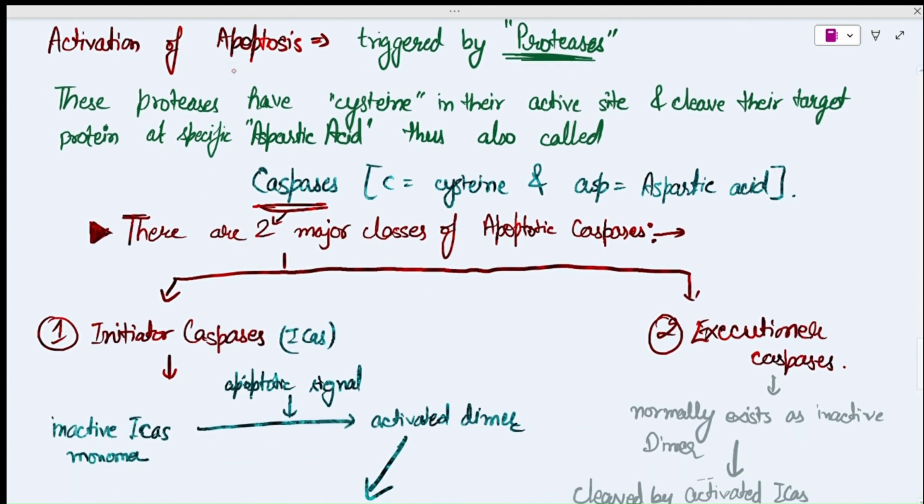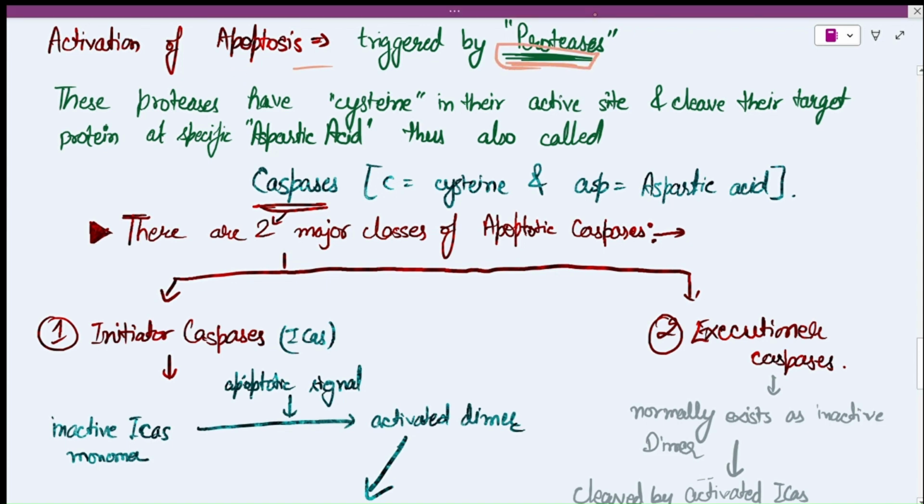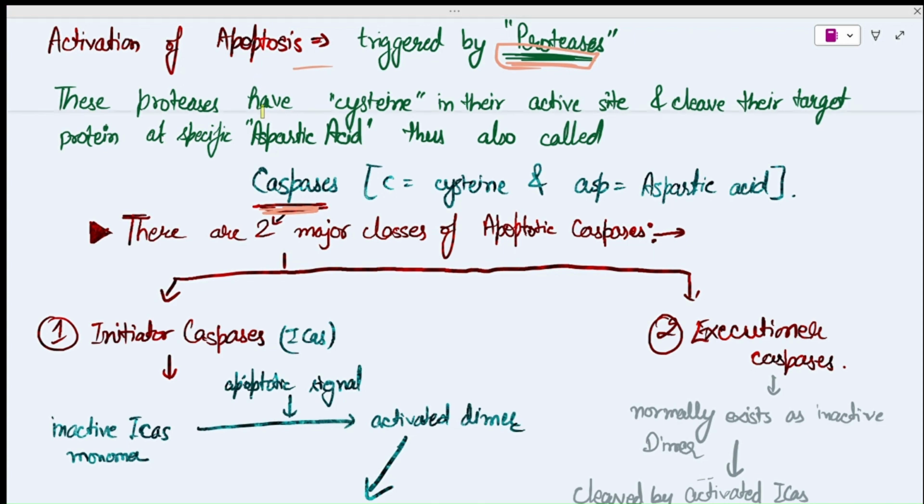Then comes the activation of apoptosis. Apoptosis is triggered by proteases, and these proteases are called caspases. Let me take the highlighter first. These are caspases, where C stands for cysteine and ASP stands for aspartic acid. I'm sorry, not cytosine, cysteine. These proteases have cysteine in their active site and cleave their target protein at a specific aspartic acid. Thus, they are called caspases.